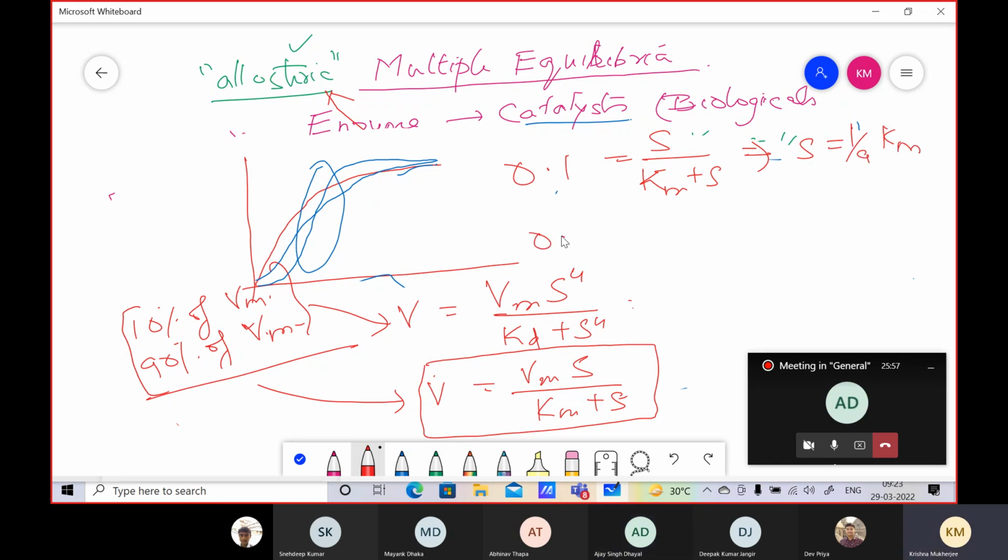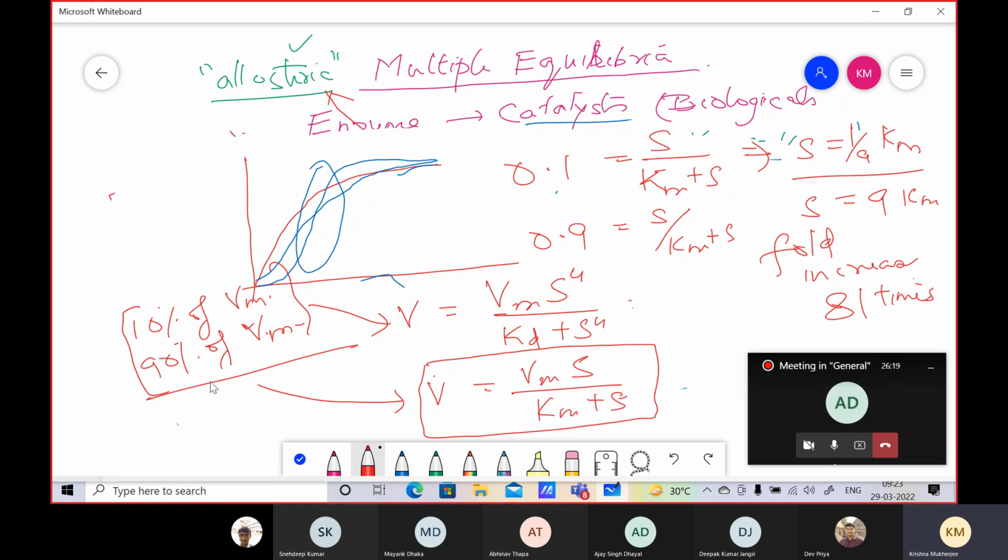And when we want to make it 0.9, 90%, it is 9 by 1. Yeah, so S becomes equal to 9 Km. Okay? And therefore the fold increase in S is 81 times. So you need to increase it 81 times for it to go from 10% to 90%. So you need to increase substrate quite dramatically if you want to increase the velocity.